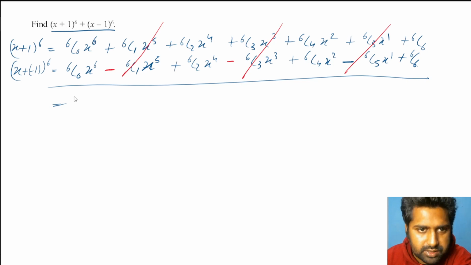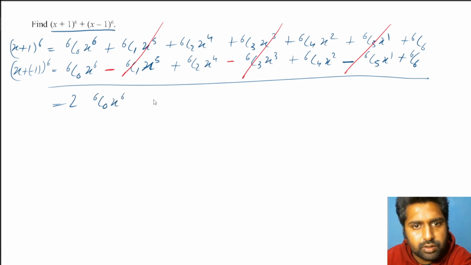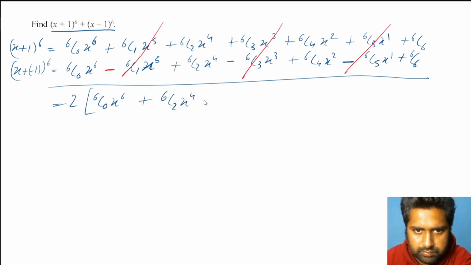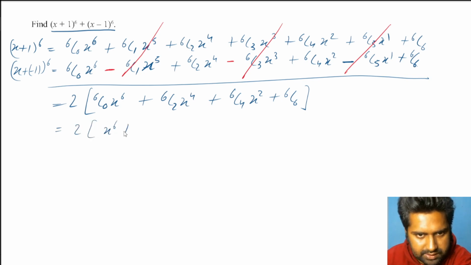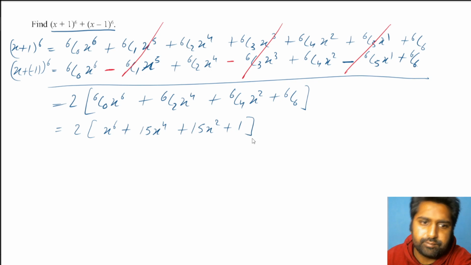So it will become 2 times 6c0 x raised to power 6. Another term will also have 2, so we can take the 2 common from the whole expansion. 6c2 will also have 2, I have taken 2 common. 6c4 will also have a 2 because of the addition, x raised to power 2, and 6c6 will also have the addition. Now you solve the values of 6c0, 6c1, 6c2, which we have already solved, so I'll put them down directly. So 2, 6c0 is 1, so x raised to power 6. 6c2 was 6, 5, 30, 15, x raised to power 4. 6c4 was the same as 6c2, so 15 x square. 6c6 is 1. That's it.